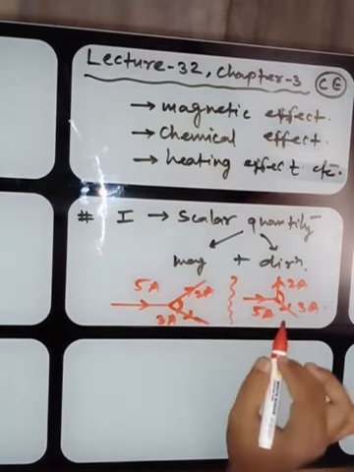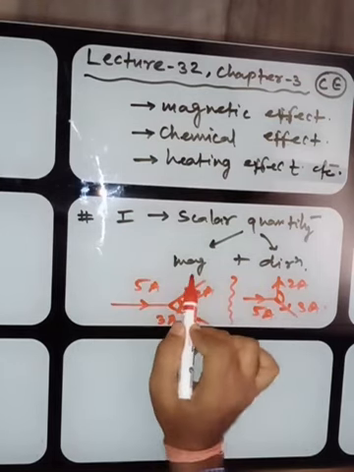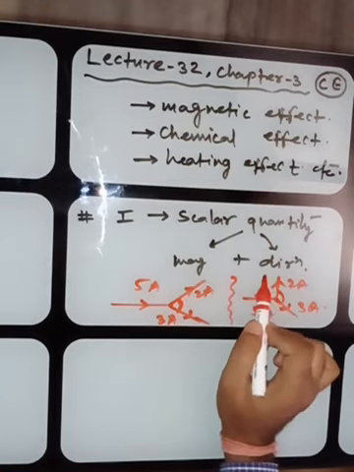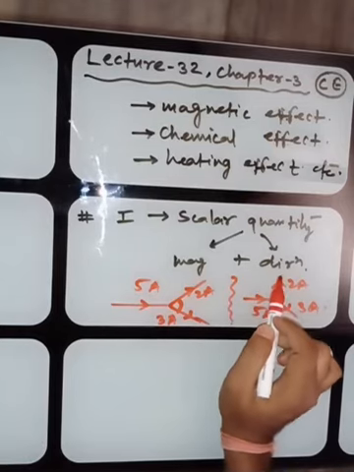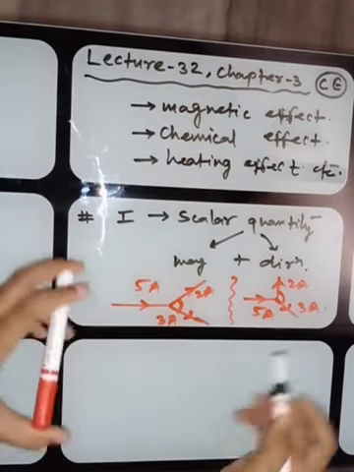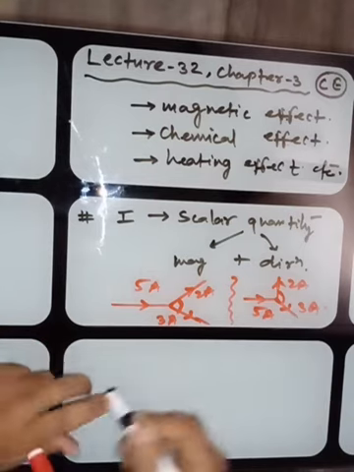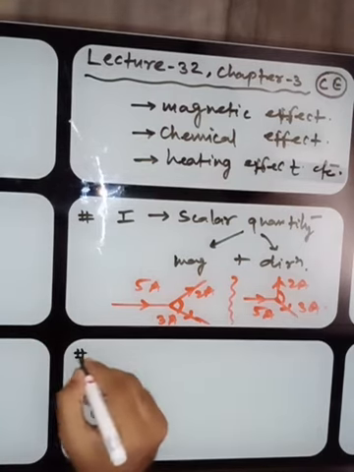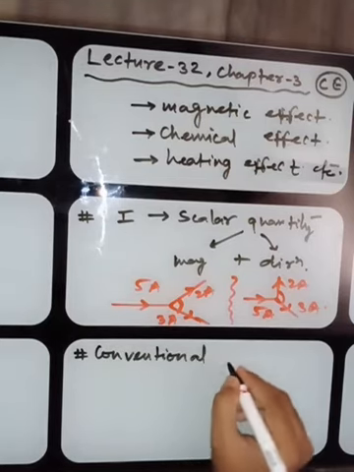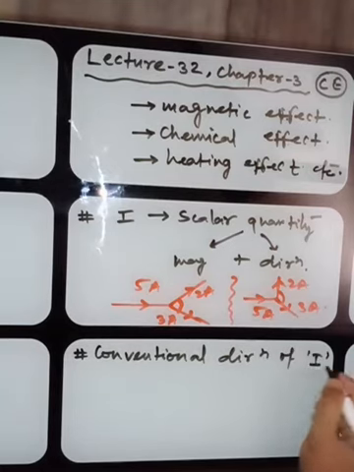But you have to remember, I, that is the electric current, is a scalar quantity, although it has magnitude as well as direction, but it does not obey the vector law, remember, the laws of vector addition. That's why we say it is a scalar quantity. Now, my dear students, we'll discuss what should be the conventional direction of current. The conventional direction of electric current we are going to discuss now.